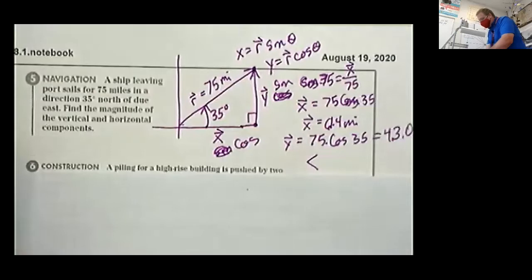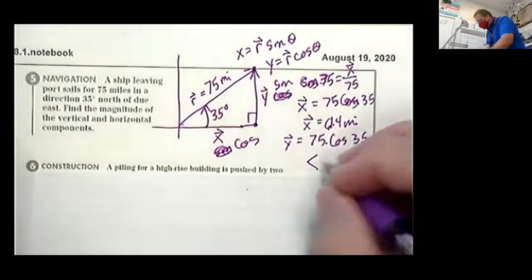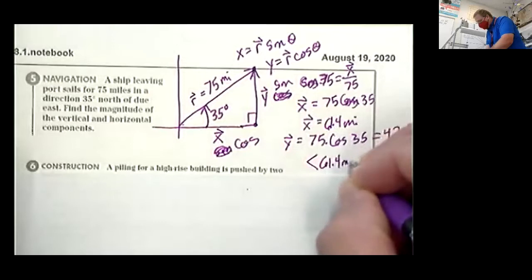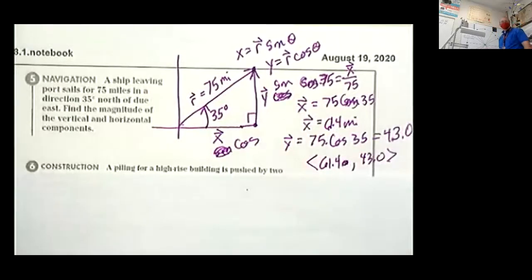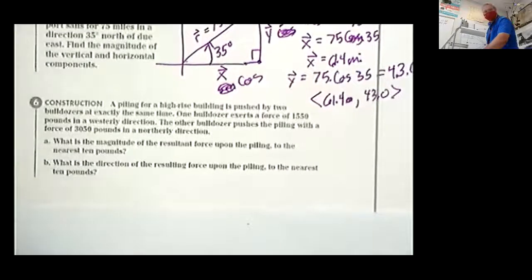Sometimes we can write that as a component vector. We'll actually get to that later. So the x would be 61.4 miles, 61.4 comma 43.0. So we're writing that in component form. We'll get to that tomorrow in the next video, I believe.